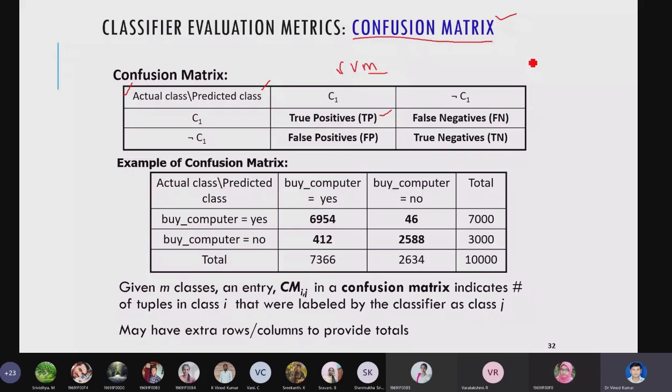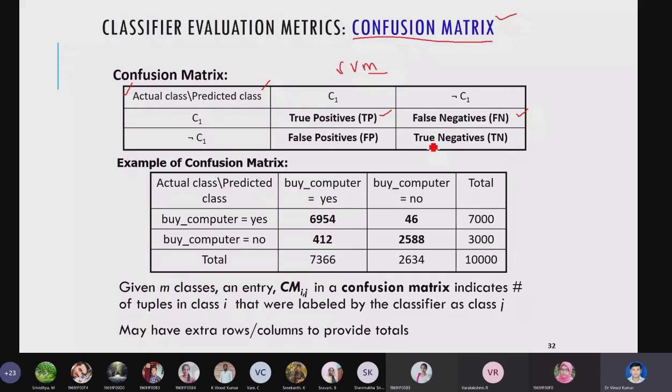Okay. Next one is the false negative. So this is the false negative. False negative means the person is suffering from the cancer, but my classifier is telling that the person is not suffering from the cancer. So it is a very dangerous thing. So it is a false negative.